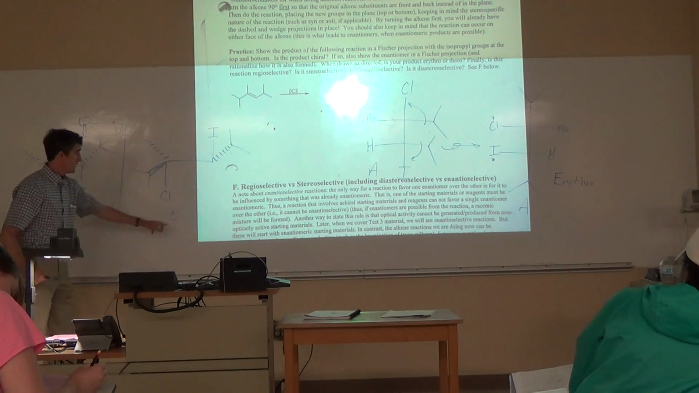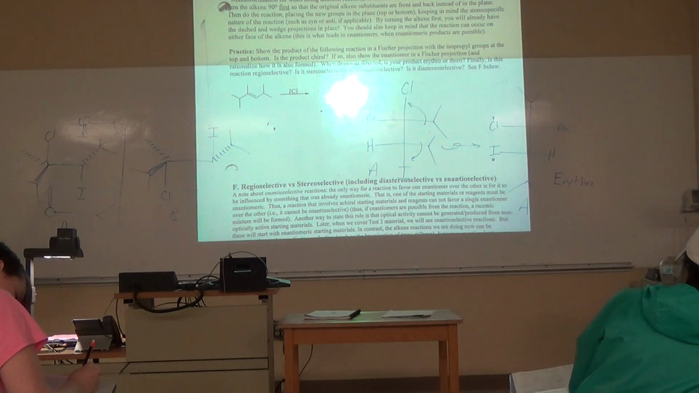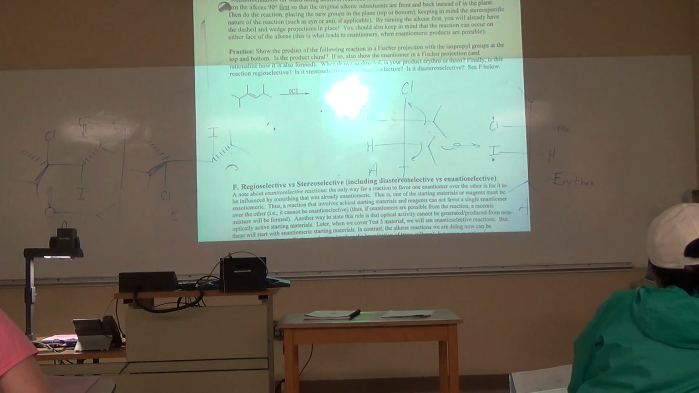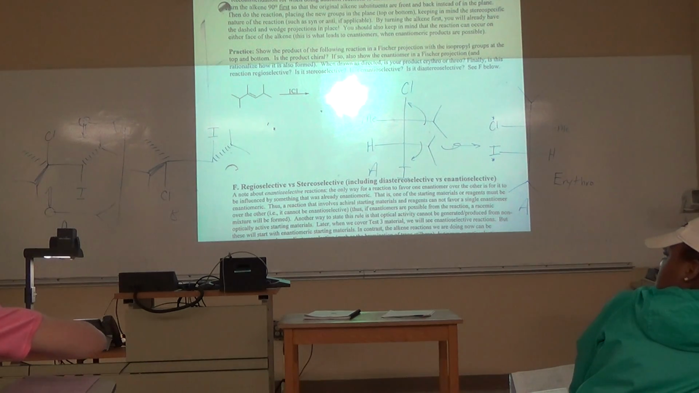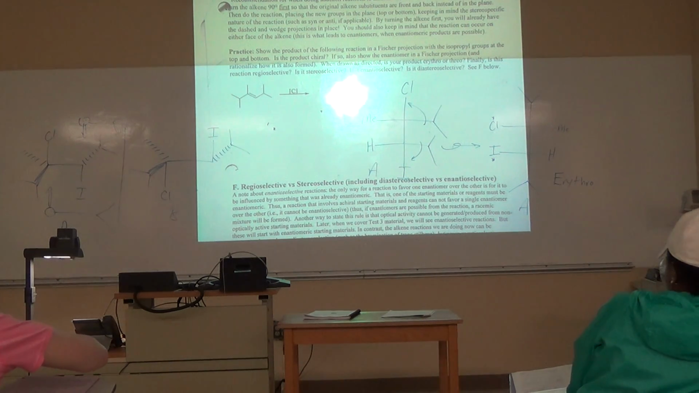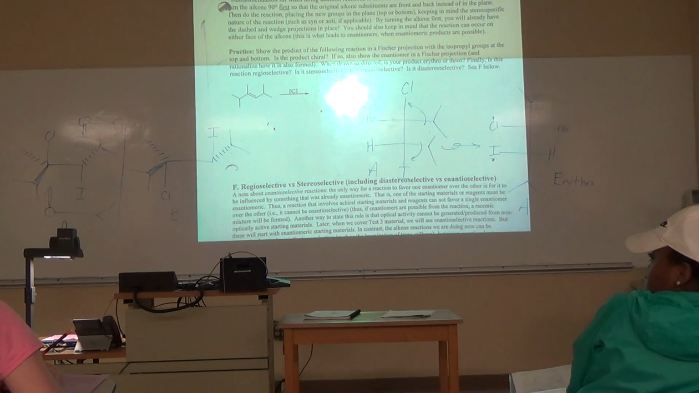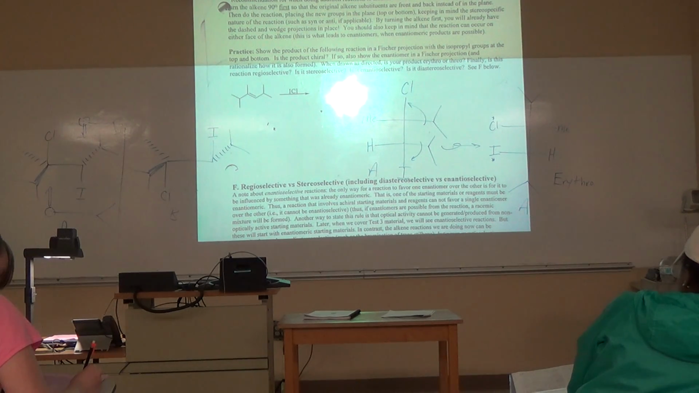A is erythro. What is B? What will B be? Erythro or threo? B will be what? I didn't hear. Erythro? Why will B be erythro? Because the mirror image of an erythro is an erythro.